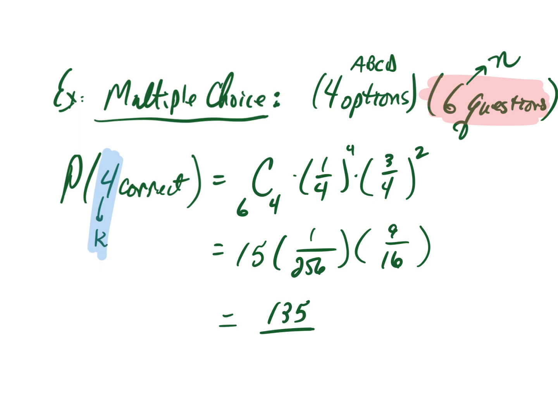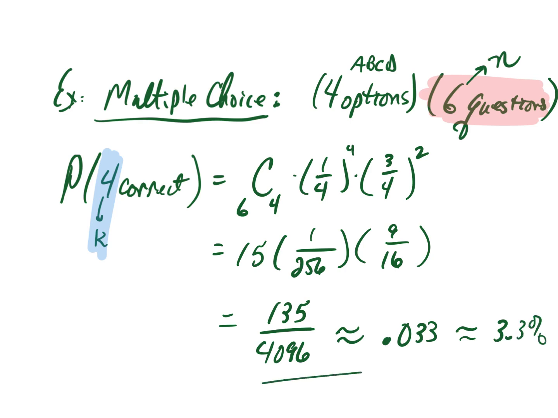Okay, and so when we multiply 15 times 1 times 9, I would have 135. And when I multiply 256 times 16, I get 4,096. And when I punch that out as a decimal to give you a feel for how small that is, we would be at 0.033. Or if you change to a percent, you'd have about a 3.3% chance of getting 4 correct. All right, 3.3% chance, if you didn't study, didn't pay attention, didn't read, of getting 4 out of 6 questions or getting a passing grade.